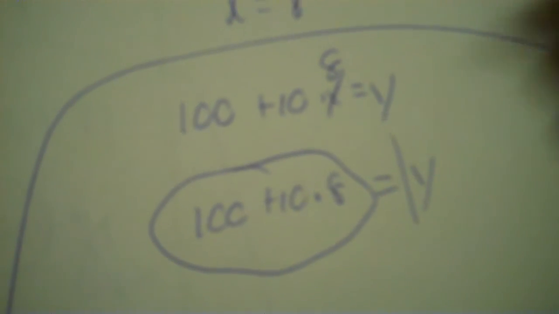100 plus 10 times 8, 180. So there's your answer, 180 bucks. Now again, to see how that's 180, order of operations, you times first, then you add 180.